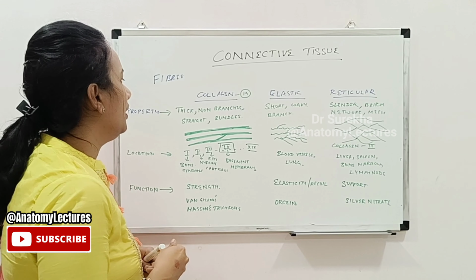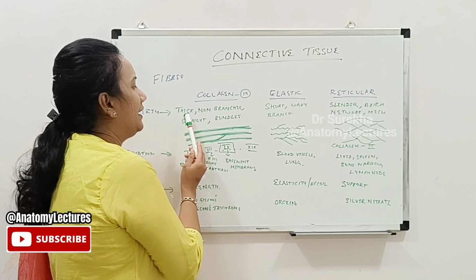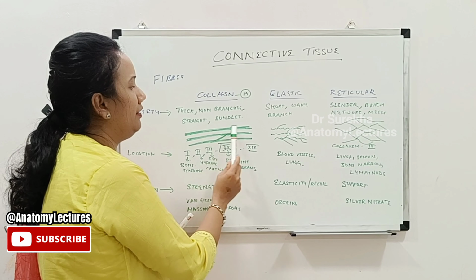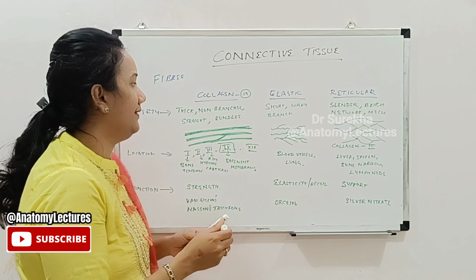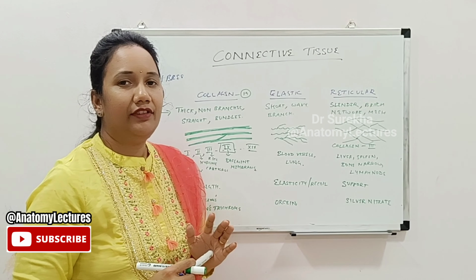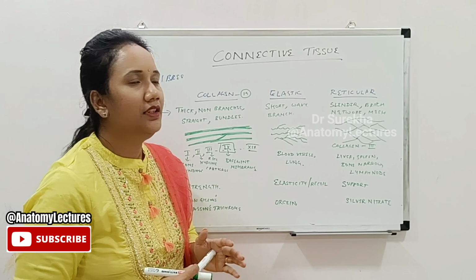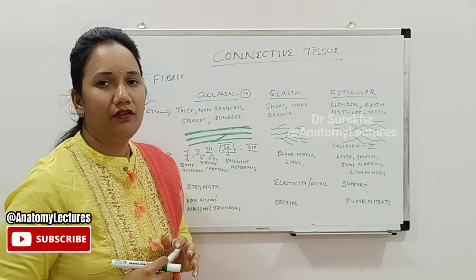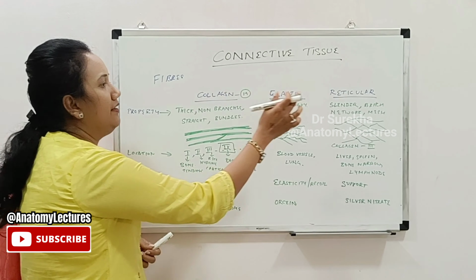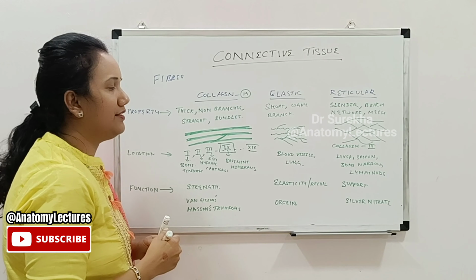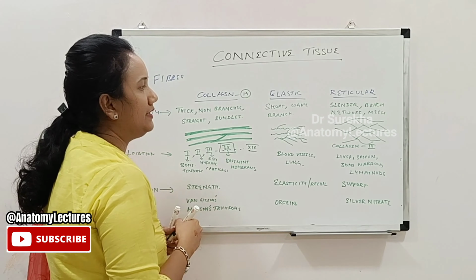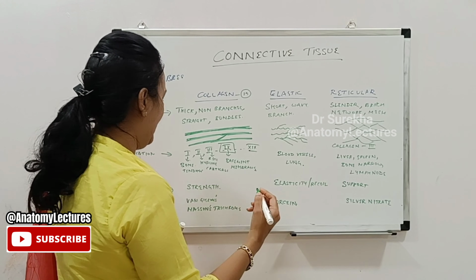Now I repeat: the collagen fibers are thick and non-branched, they are straight and they run in bundles. 90% of the fibers of the connective tissue are collagen fibers. There are 19 different types of collagen. The protein present in collagen and reticular fibers is collagen, and the protein present in elastic fibers is called elastin.